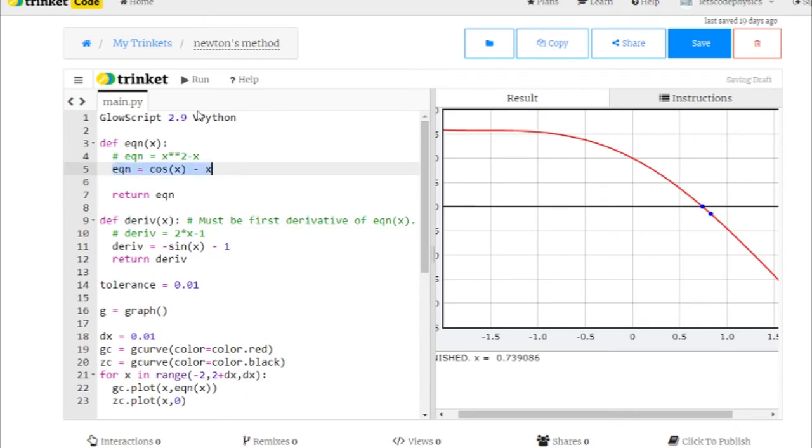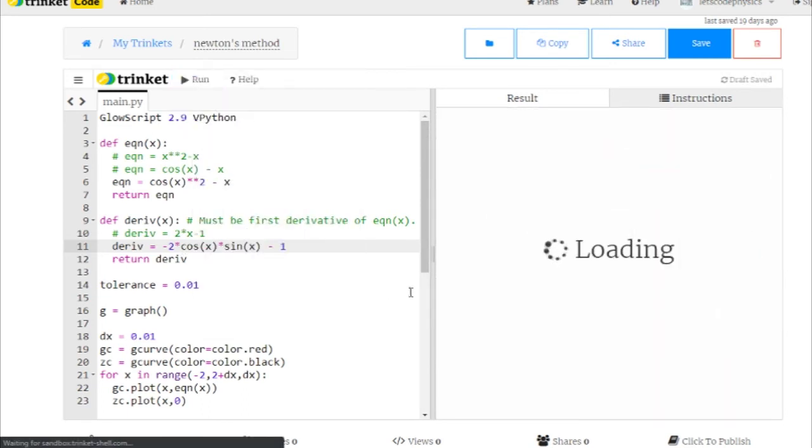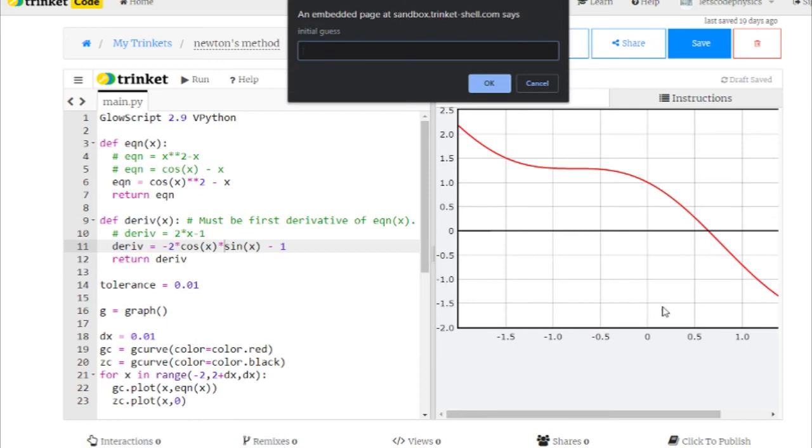Let's try the cosine squared minus x just for fun. Let's see, we'll do a cosine squared. Okay, I've got to do a power rule here, so I'll have 2 times cosine of x, and then I need the internal derivative, which is negative sine of x, so I can still keep that on there. Okay, let's see what happens here. I'll click run. Ooh, now this ought to be interesting.